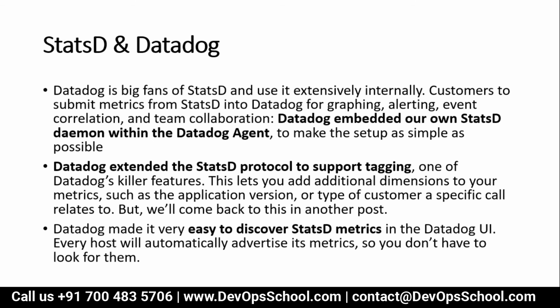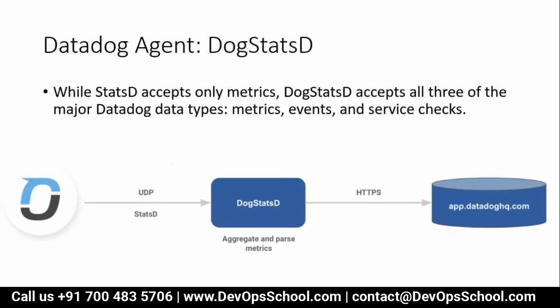Okay, so this is the Datadog agent history. It is coming from StatsD, which is open source. Now you see here, from now no StatsD, only DogStatsD, which has an additional feature of tagging. So now you have a system that can send the data through UDP and StatsD to DogStatsD, and from that DogStatsD through HTTP, it's sent to the Datadog HQ.